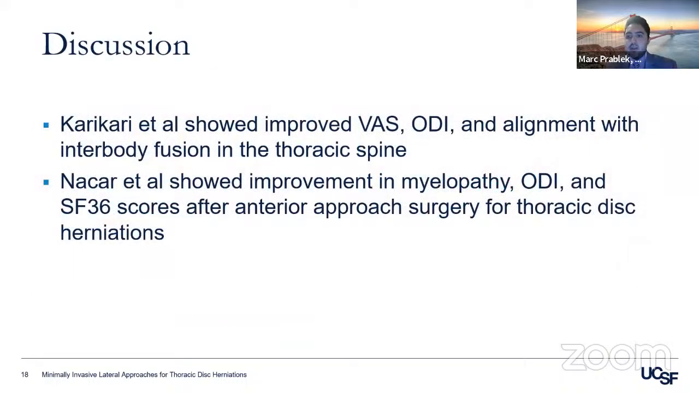The paper then goes on to describe some previous papers in the literature. Karakari et al. show improved clinical outcomes via VAS and ODI, and improved alignment associated with interbody fusion. And then Nakar et al. show improvement in myelopathy, ODI, and SF-36 scores after an anterior approach. This paper also references the paper that I just presented as far as showing a large series of patients who do well neurologically without a lot of significant complications.